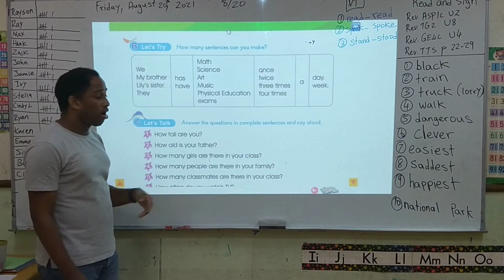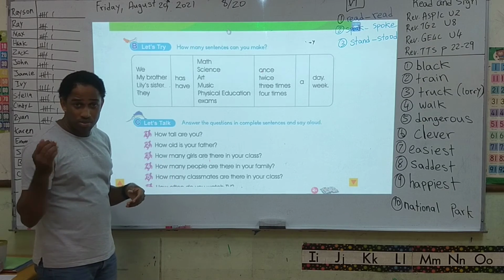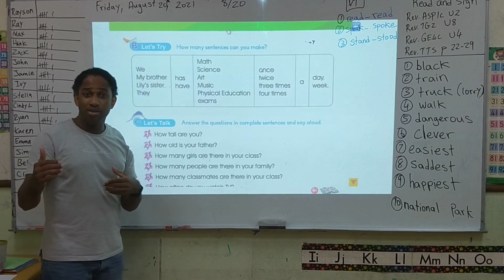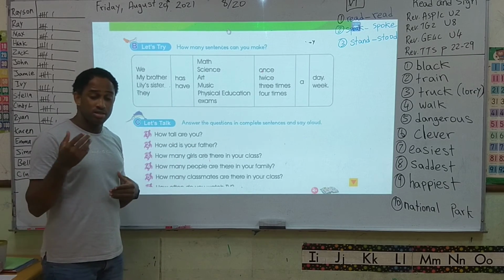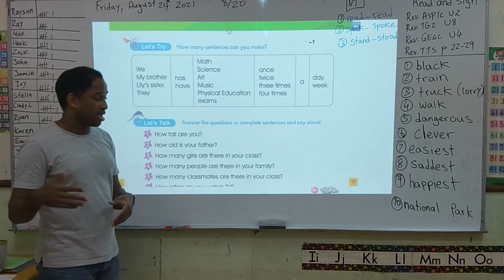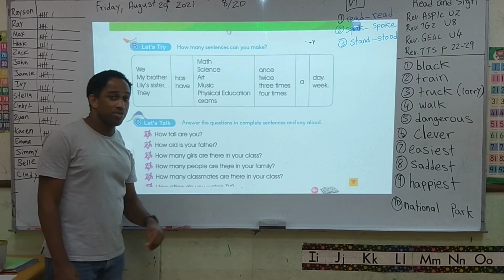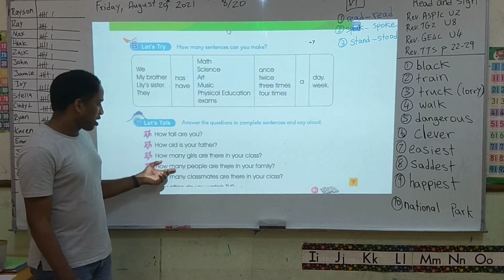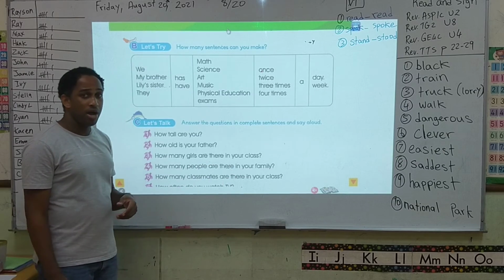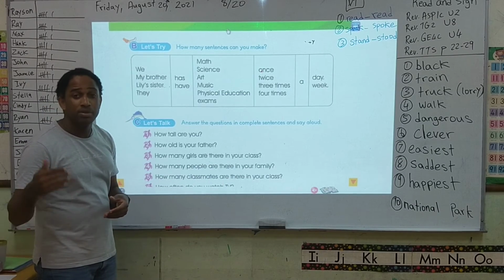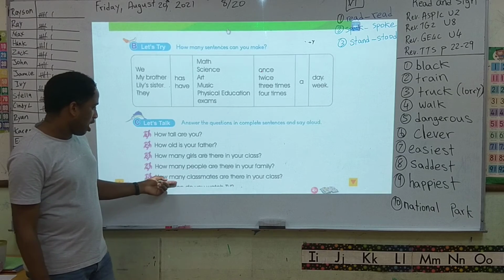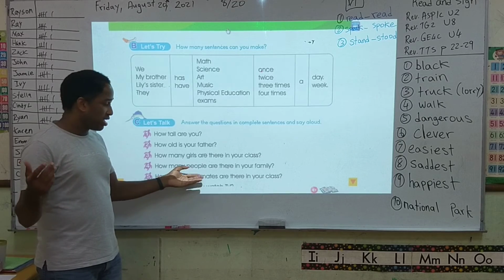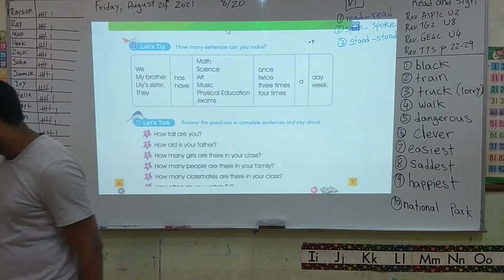Or how tall are you? I am 130 centimeters. How old is your father? My father is 67 or 58 years old. How many girls are there in your class? There are 10 girls in my class. How many people are there in your family? There are 10 people in my family. How many classmates are there in your class? There are 15 classmates in my class.